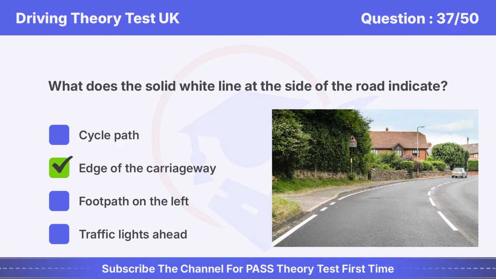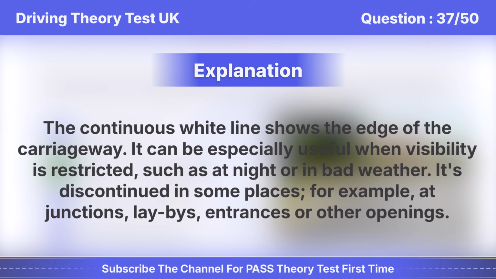Answer is B. Edge of the carriageway. The continuous white line shows the edge of the carriageway. It can be especially useful when visibility is restricted, such as at night or in bad weather. It's discontinued in some places, for example, at junctions, laybys, entrances, or other openings.